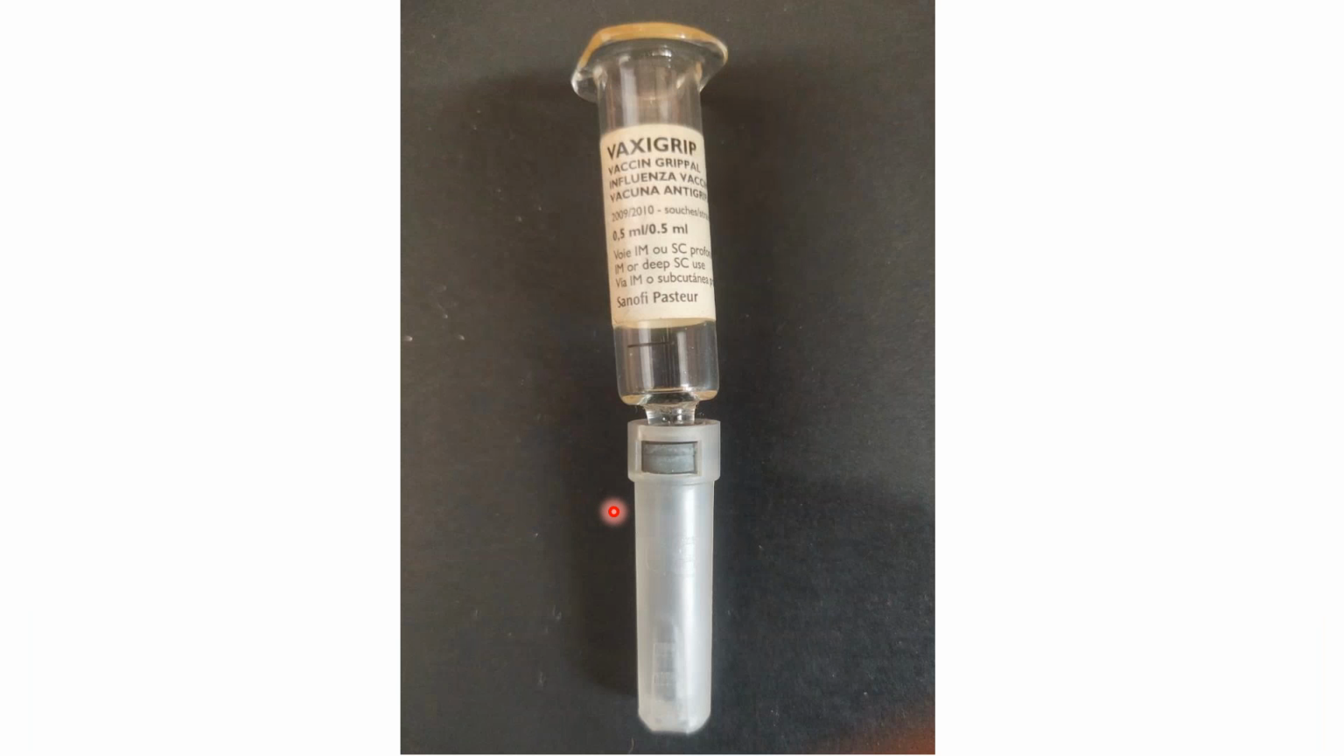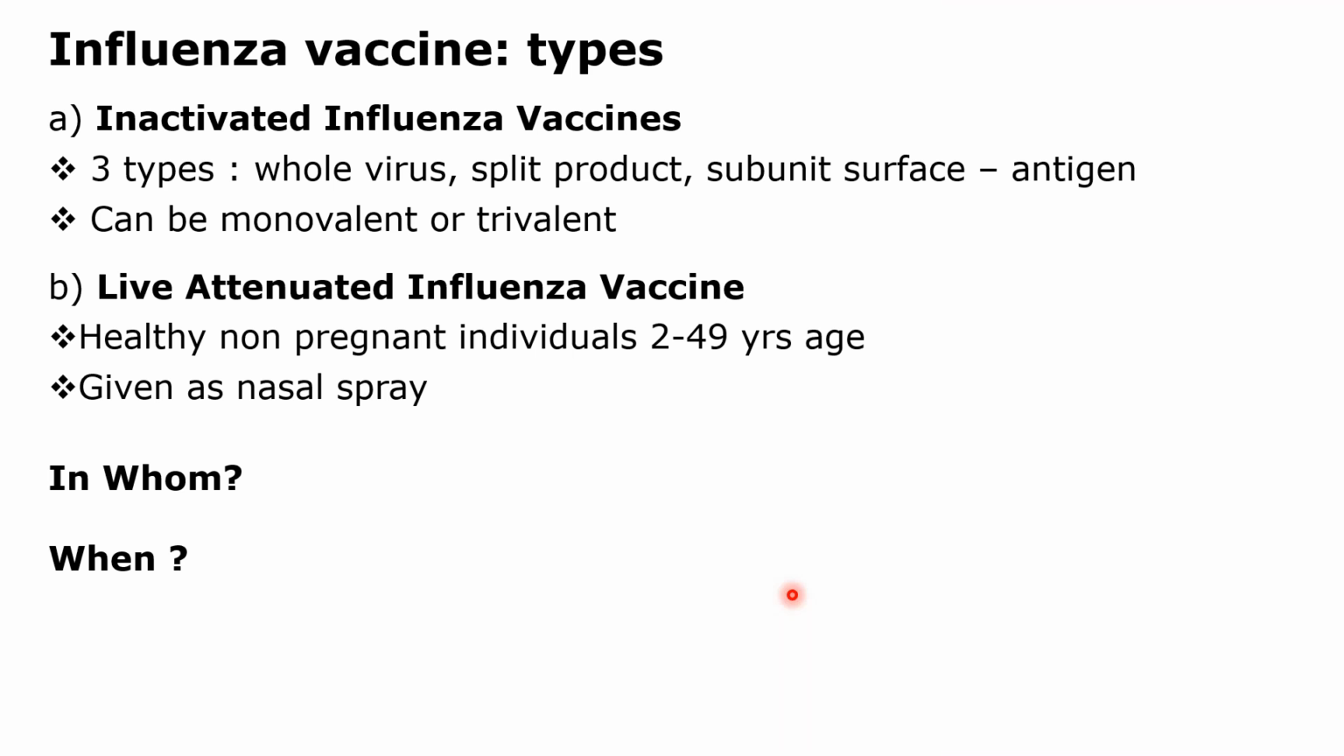Moving ahead. This is an example of the influenza vaccine. You can see it is again a pre-filled syringe containing the influenza vaccine. The influenza vaccine is recommended to be given annually, especially in the high-risk population, because every year the strains of influenza vaccine will change depending on the strain which is prevalent in the community at that time.